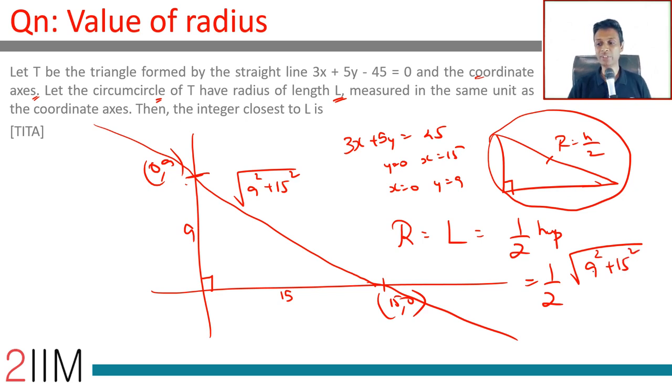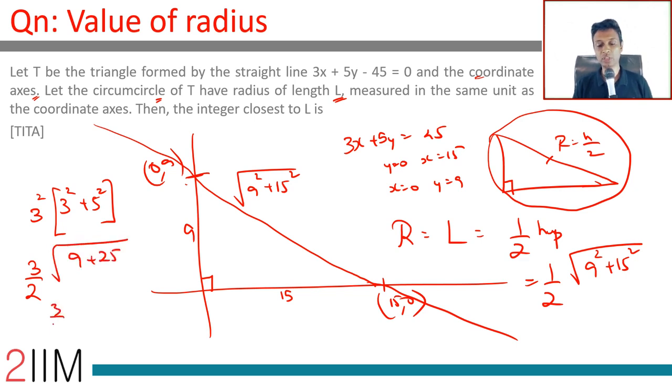Brilliant. So we need to find 9 square plus 15 square. We can take a 3 square outside: 3 square times 3 square plus 5 square. So it is 3 by 2 times square root of 9 plus 25. 3 by 2 times square root of 34. 1.5 times square root of 34.